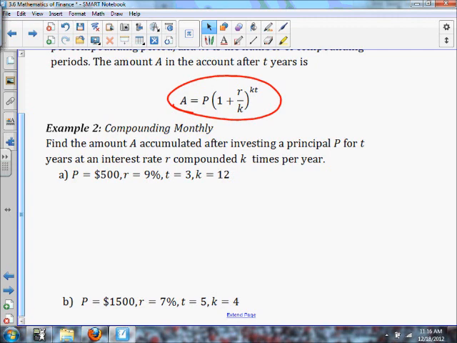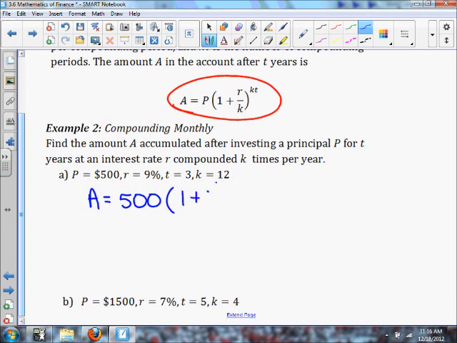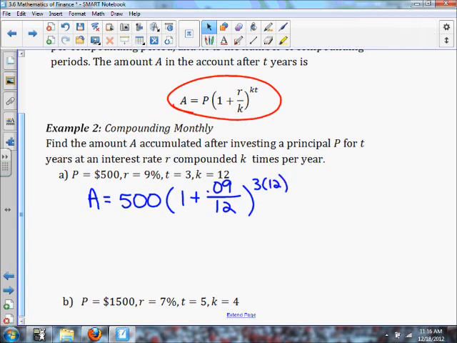Now, find the accumulated amount. A will equal 500 times 1 plus 0.09 compounded 12 times per year, for 3 years, so 3 times 12.